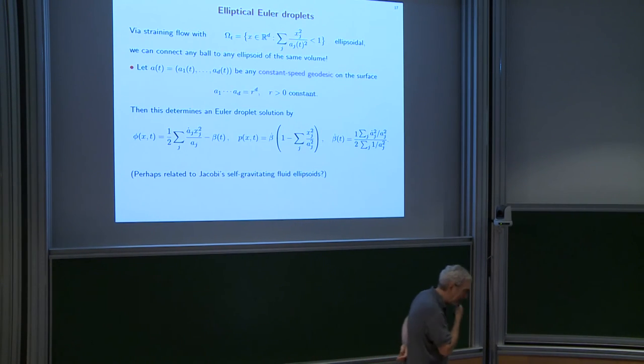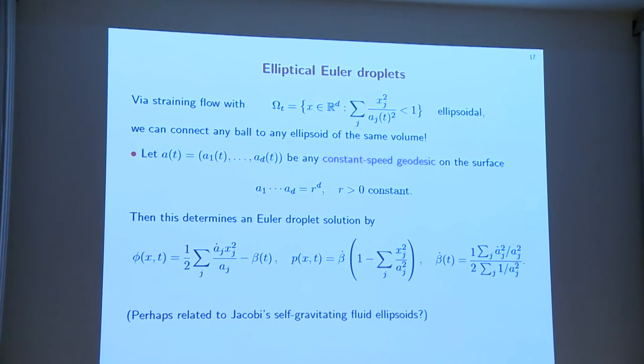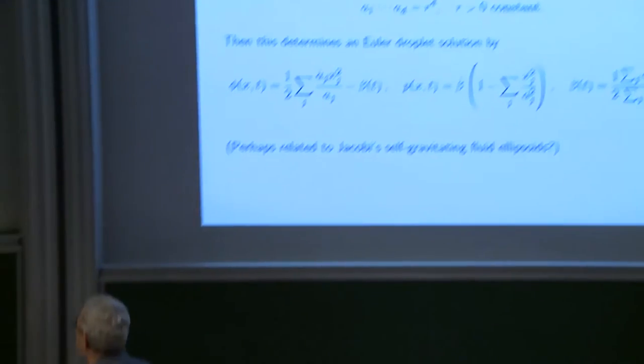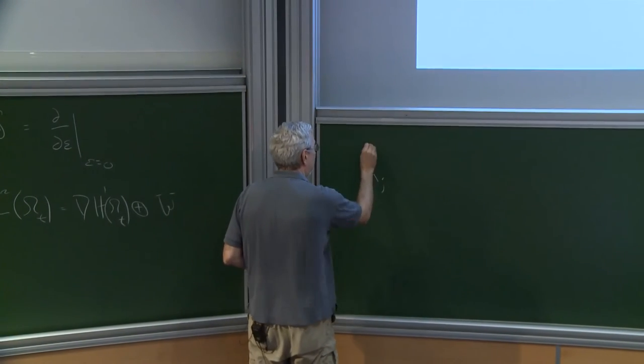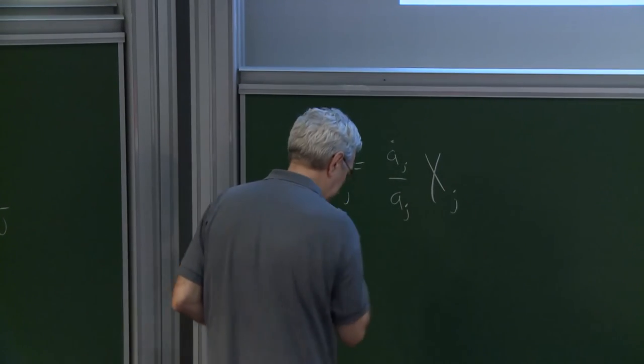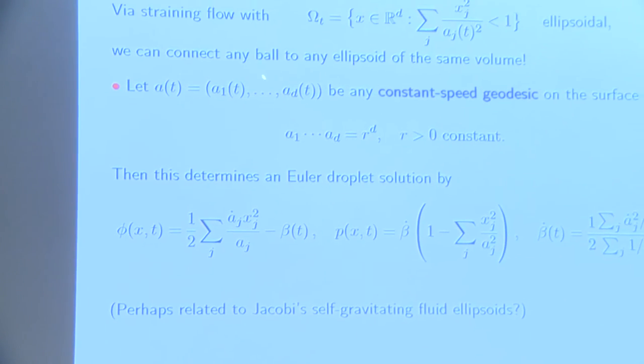So I have a family of solutions, though. It's kind of cute. It's straining flow, meaning along the coordinate axes. We have equations like, I think in my coordinates here, xj dot is aj dot over aj times xj. So there's just straining along each of the coordinate axes. We're starting with a ball, and the motion is going to be an ellipsoid.